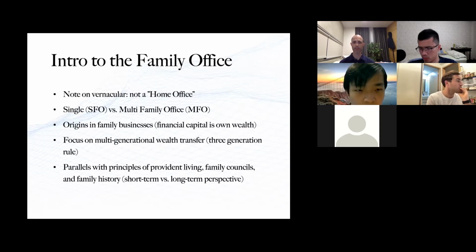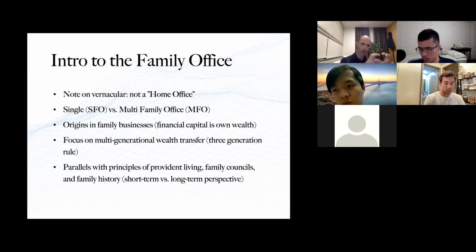There are some interesting parallels I find between the family office idea and some of the principles that we believe in the gospel, such as provident living, family, the importance of family councils, and doing family history, as well as having a short-term perspective versus a long-term perspective.